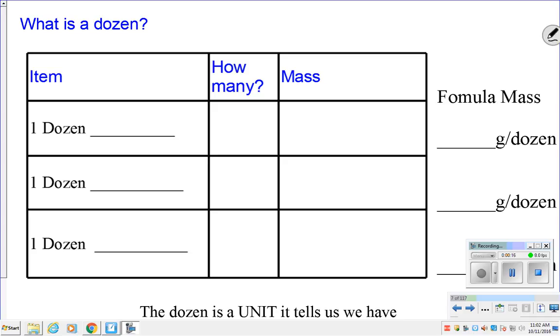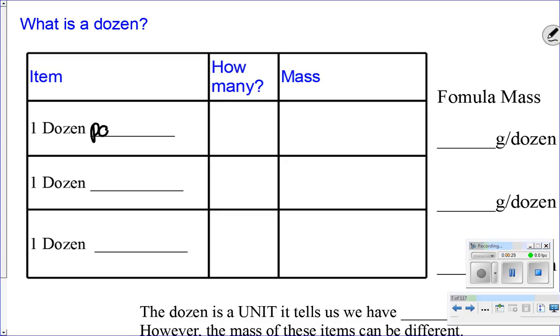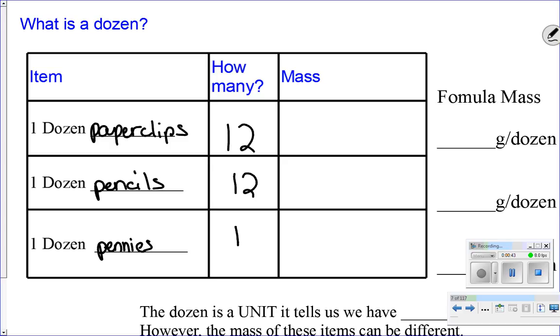So what we're going to talk about first is a dozen. A dozen is a nice, simple analogy for a mole because you're already familiar with a dozen. If you have a dozen of something, it means you have 12 of them. So I'm going to take some different items. I've got some paper clips, some pencils, and some pennies. If I have a dozen of each of these items, it means I have 12 of them.